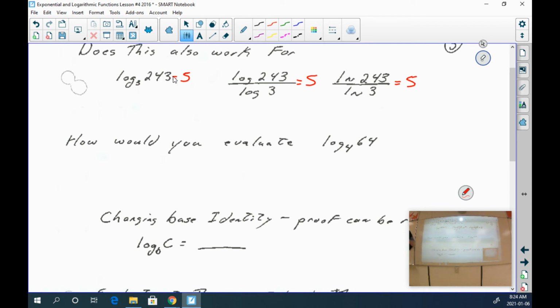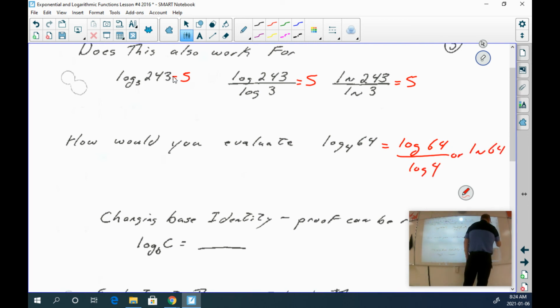How would I evaluate log base 4 of 64 if I didn't remember this? I would punch this into my calculator as log of 64 over log of 4, or ln of 64 over ln of 4. This is one of the properties of logarithms.